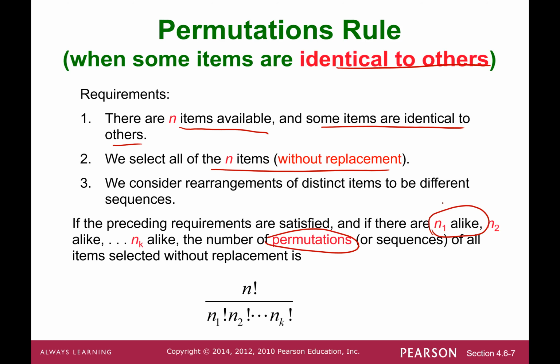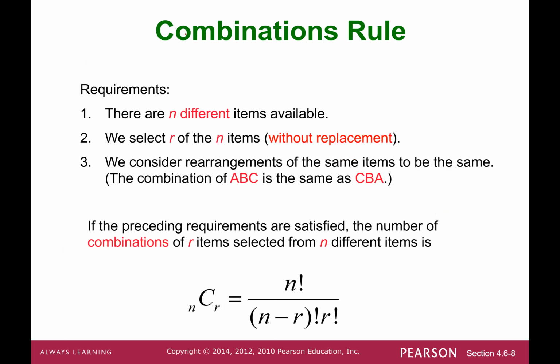So we have n1 alike, n2 identical items, nk identical items. So it's n factorial over n1 factorial times n2 factorial all the way to nk factorial. So this is just for when we have some identical items, right? It's a different formula for permutation, but we barely use this one. Just want to bring this to your attention if you have identical items.